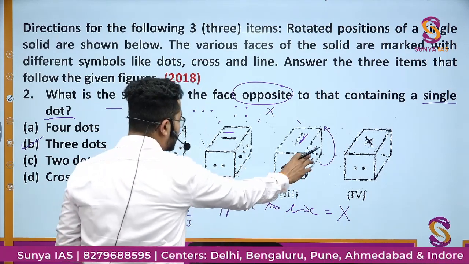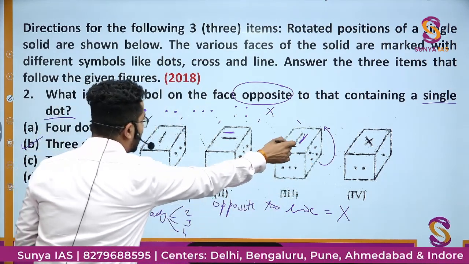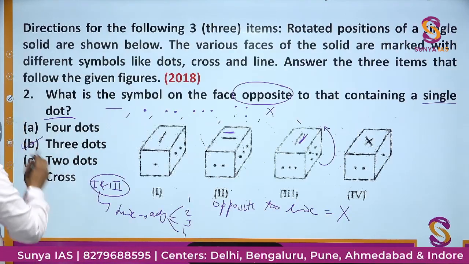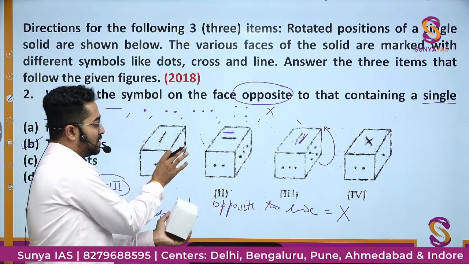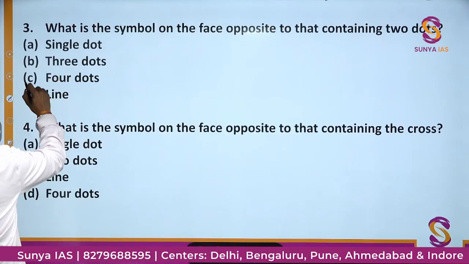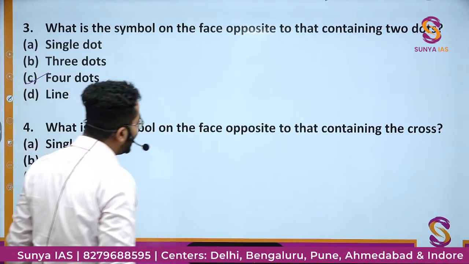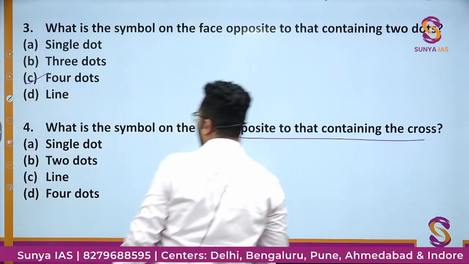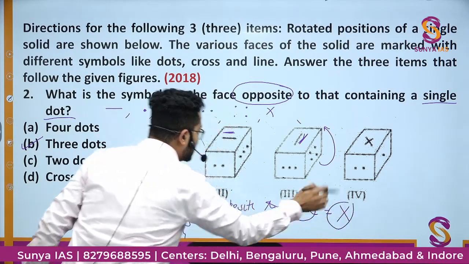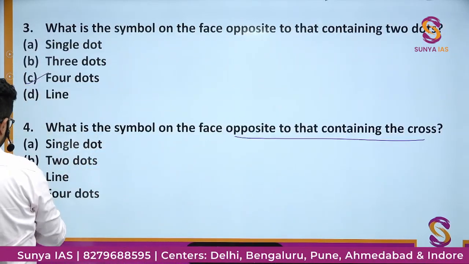So here 2 और here it will be 4. Then opposite to 4 it will be 2, और 2 के अपोजिट क्या हो गया? 4. So question क्या है? Containing 2 dots, so obviously इसको रोटेट करेंगे तो here it is 2, here it would be 4, then answer would be 4 dots. And what is the face opposite to that containing the cross? तो क्रॉस वाला हम दिखा चुके हैं, opposite to line is equal to cross. So क्रॉस के अपोजिट क्या हो जाएगा? लाइन.